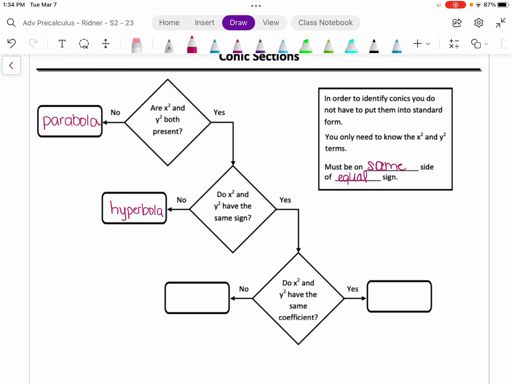And then if they have the same signs, the last question that you ask is, do they have the same coefficient? So the same number in front. If they have the same number in front, it's a circle. If you think about it, a circle has the same stretch top to bottom as it does left to right. If they have different coefficients, that means they have a different stretch going both ways, and therefore it's an ellipse.